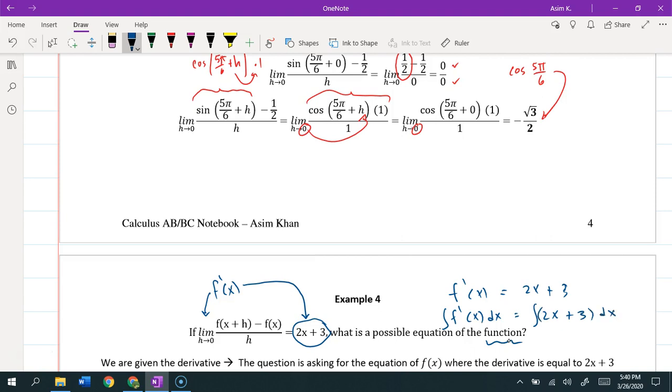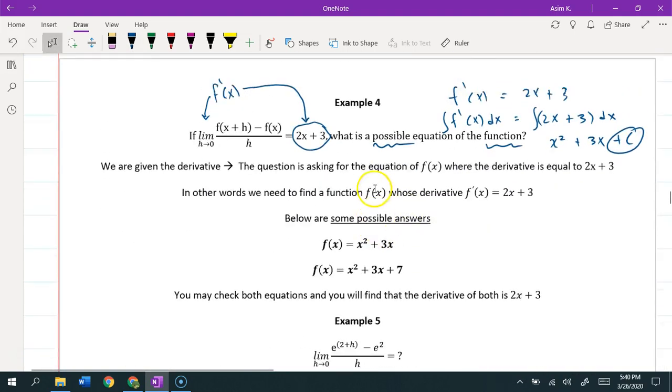So the integration of 2x is x squared, the integration of 3 is 3x, and you can leave a plus c, meaning you can put anything that you want over there. You could leave that as a 0. They were just saying give us one possible equation, right? And we found one possible equation. One possible equation is x squared plus 3x, and that's all there is to that problem.